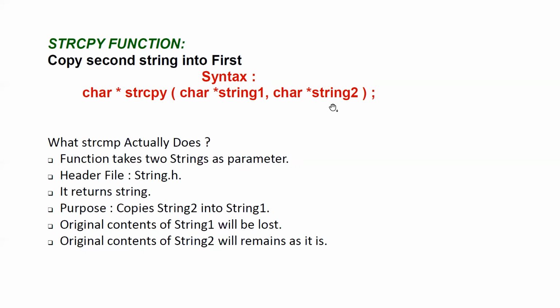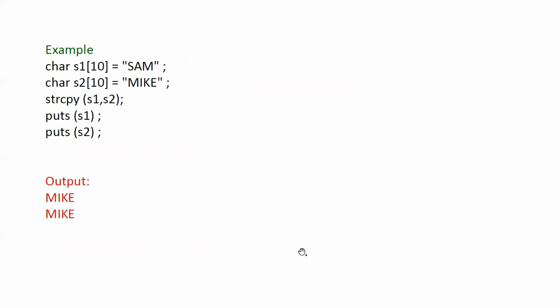Because you're trying to modify string 1, string 2 is placed onto string 1, which modifies string 1. That is explained here. The purpose is to copy string 2 into string 1. Therefore, the original contents of string 1 will be lost and the original contents of string 2 will remain as it is. Okay, let's look at the example.